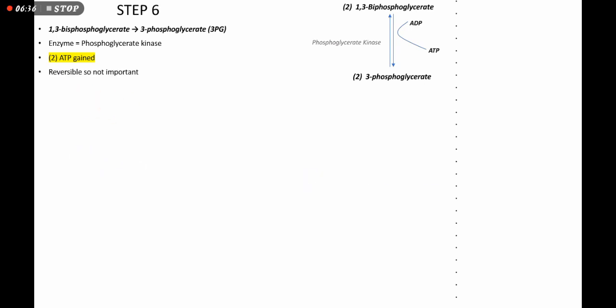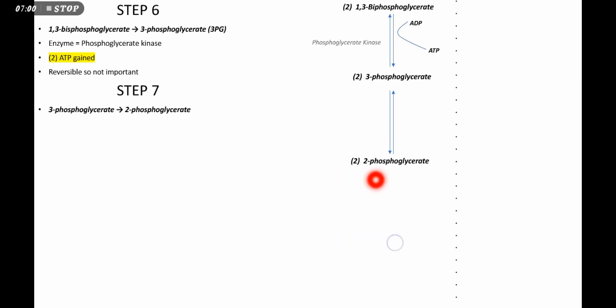This reaction is reversible, hence is of no importance, but this reaction is an energy gain or energy harvesting step, one of the energy harvesting steps of glycolysis. Here there are two ATPs gained because two reactions are occurring simultaneously, as this 2 suggests. Step 7: 3-phosphoglycerate is converted to 2-phosphoglycerate. Here is the reaction. We can see a phosphate from carbon number 3 is moved to carbon number 2. The enzyme is phosphoglycerate mutase. A mutation occurs, that is a phosphate from carbon number 3 is being moved to carbon number 2.